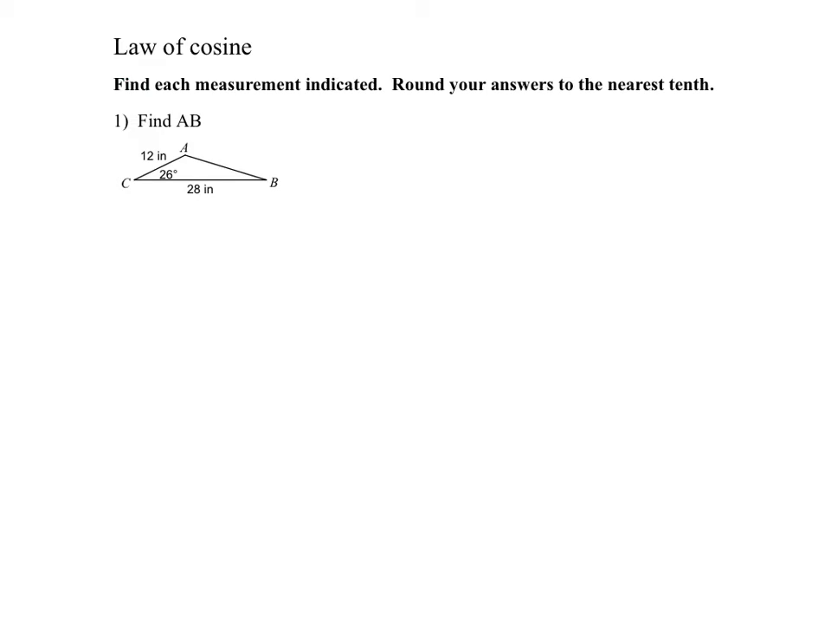Okay, so let's see the first one. In this case, I have two sides and the angle, so I can use this law of cosines. So find each measure indicated. I want to find AB. AB is opposite to C, so let's name it C. So I have that C squared equals 12 squared plus 28 squared minus 2 times 12 times 28 times the cosine of 26, right?